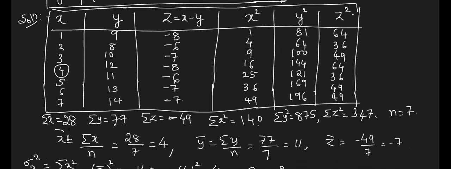Okay. Now, before calculation of variance and standard deviation, we require to find the averages. So, average is given by x bar, which is summation of x upon n. Okay, so if you calculate it, you will get it as 4. Similarly, summation of y upon n will give me the average values of y values. That is nothing but 11. Z bar is nothing but summation of z upon n, which will give me as minus 7.